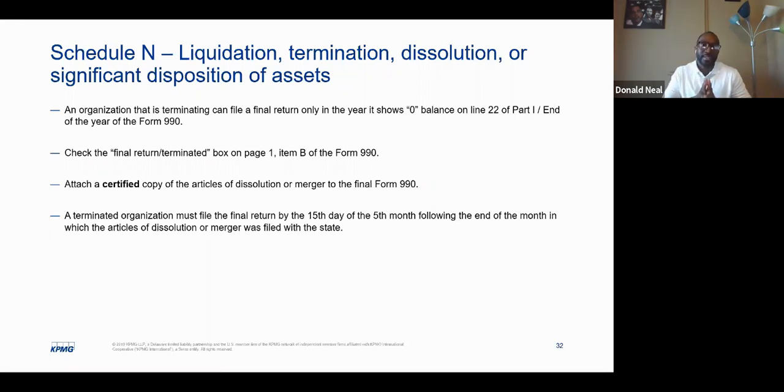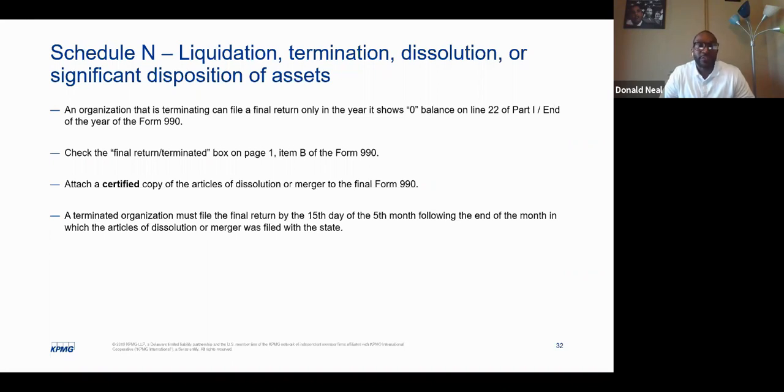If they liquidate, and I believe the number is more than 25%, then you have to complete this Schedule N. The organization may still be involved, but because it liquidated its assets and moved them over to another organization, you have to report that. And if you're doing a dissolution or a merger for the final 990, you have to make sure you give a certified copy of those articles with that final Form 990.